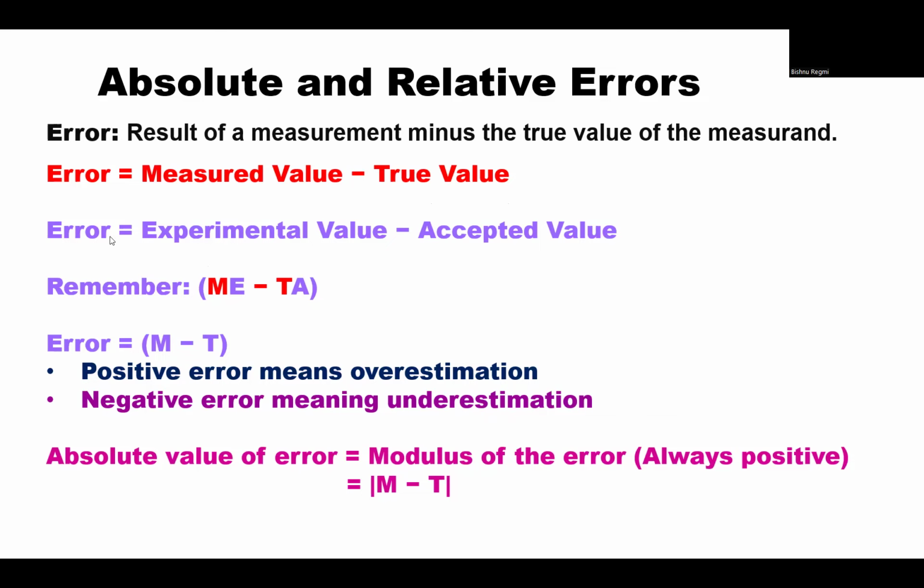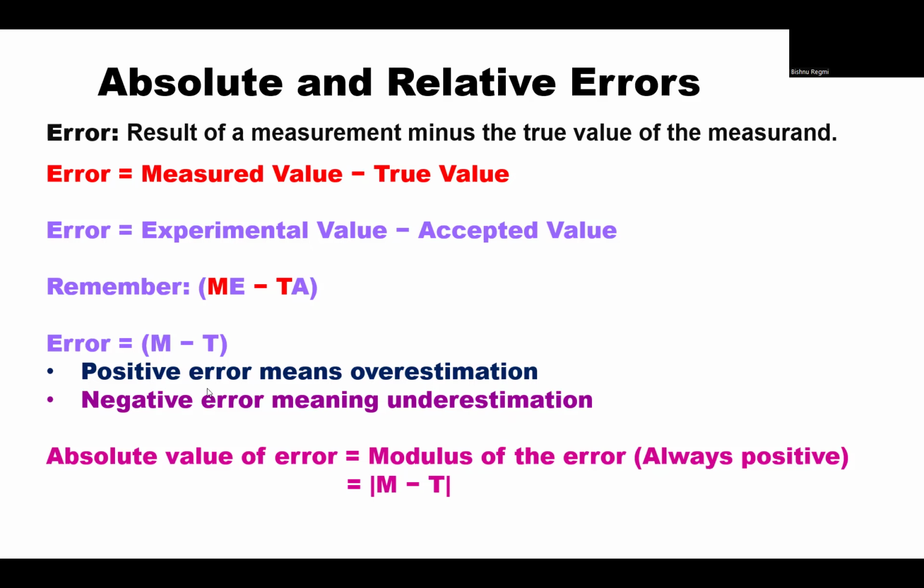Or we can write error equals experimental value minus accepted value. Remember, error equals M minus T, where M is referring to measured value, E to experimental value, T to true value, A to accepted value. In this discussion, I will use the symbols M and T to mean measured value and true value respectively. Error can be positive, meaning M is greater than T.